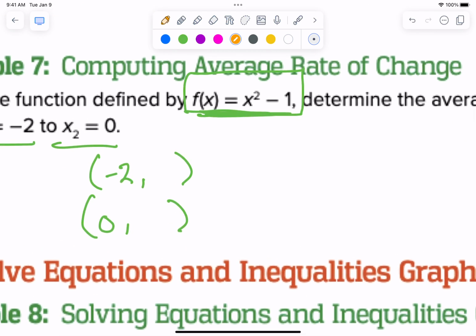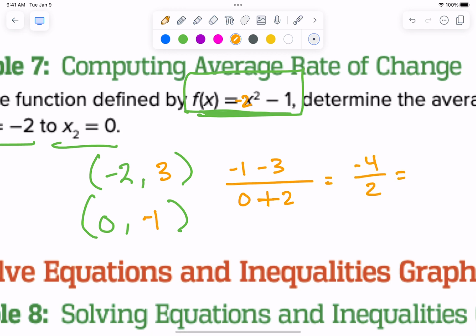So if I plug -2 in, -2 squared is 4 minus 1 is 3. 0 squared minus 1 is -1. And then I do the slope, because I'm doing average rate of change. So -1 minus 3 over 0 minus -2. -4 over 2, which is -2. So on average, it's going down 2 units per unit that it goes over, right?